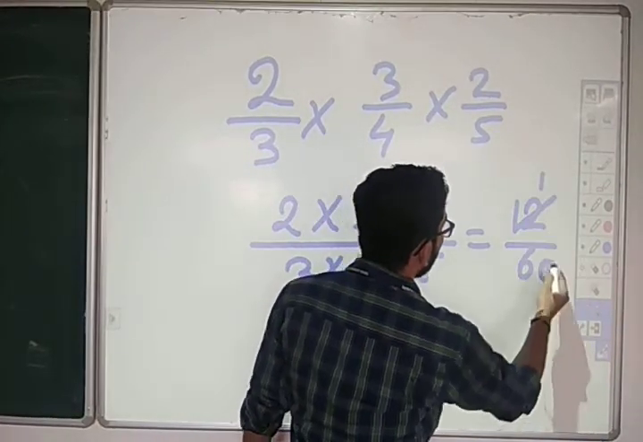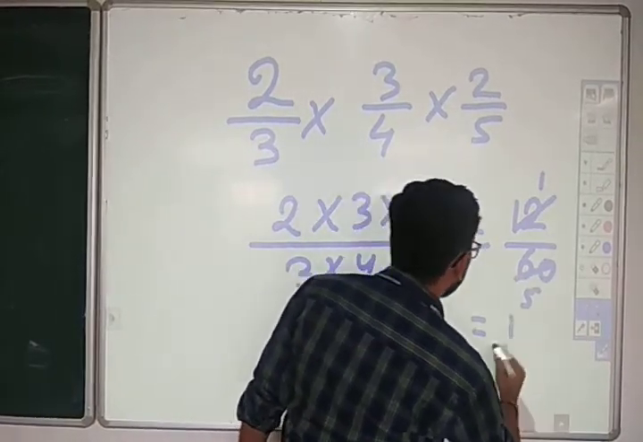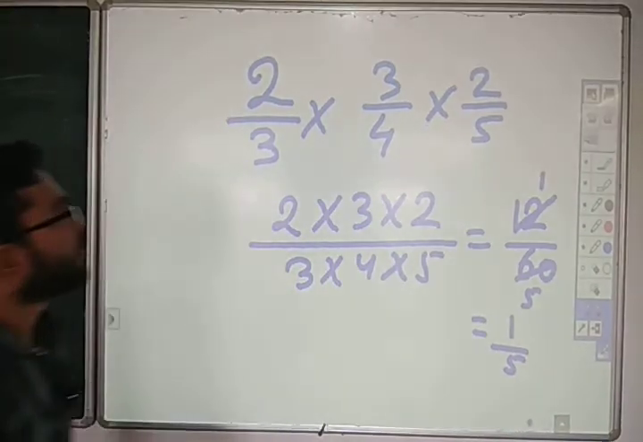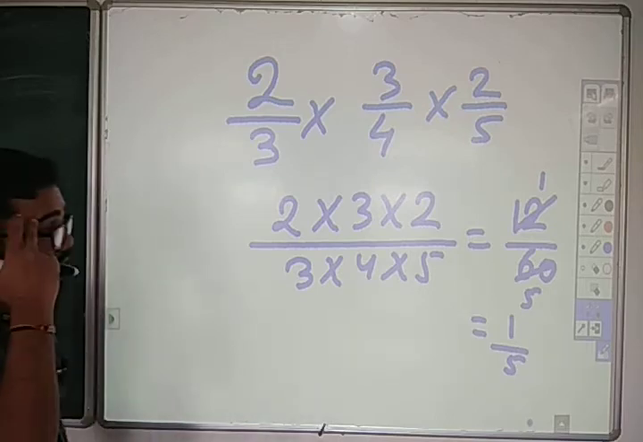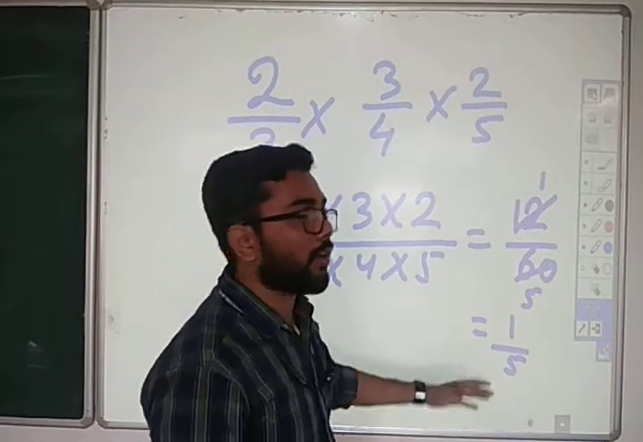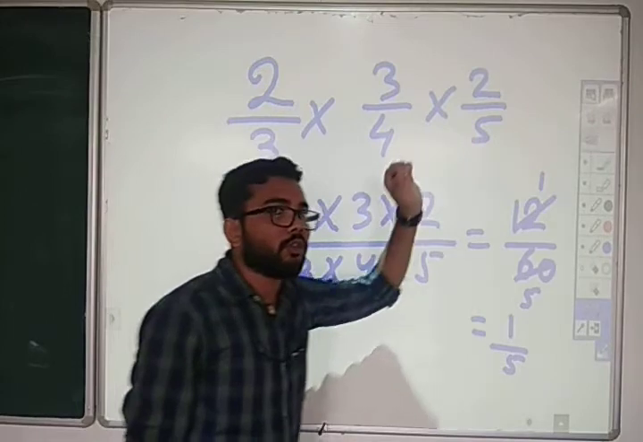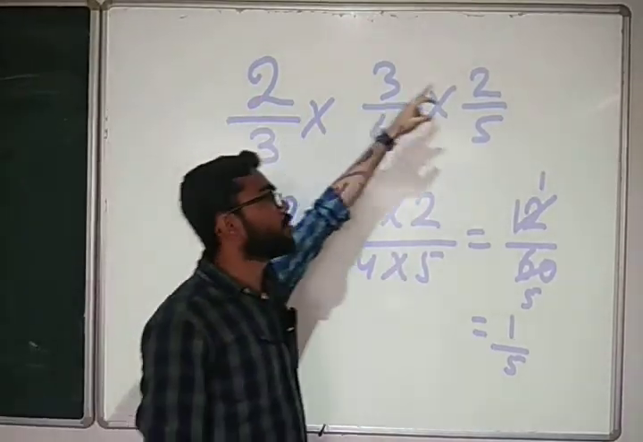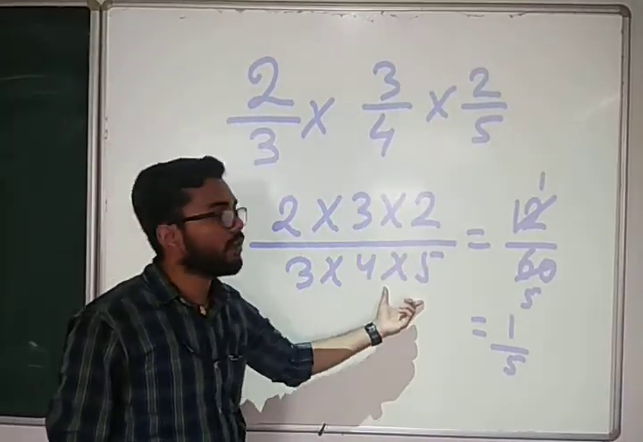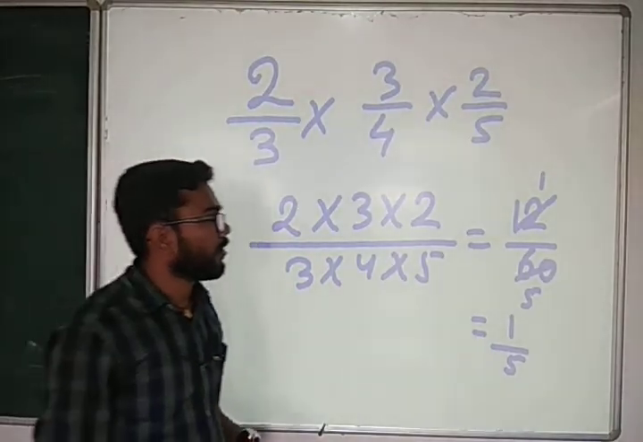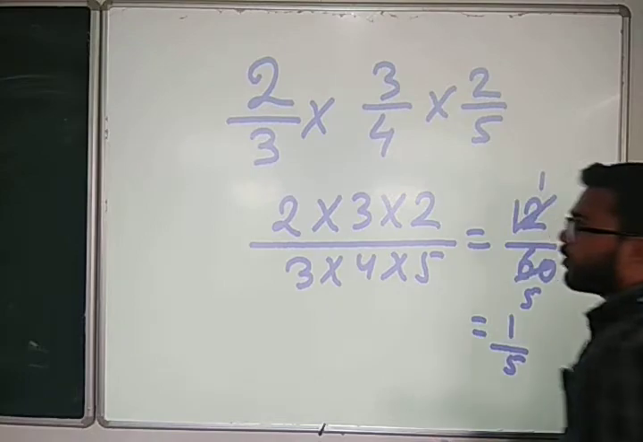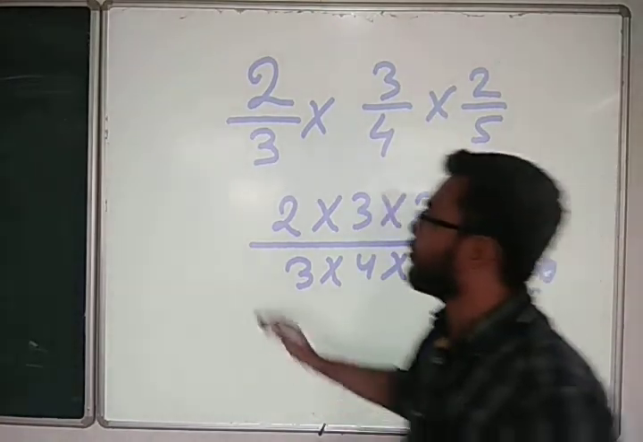12 ones are 12, 12 fives are 60, you will get 1 upon 5. Okay, so in this way you can calculate. When fractions are given, you need to multiply all the numerators together and all the denominators together and then calculate. Is it clear? So in this way you can solve all the fractions of multiplication.